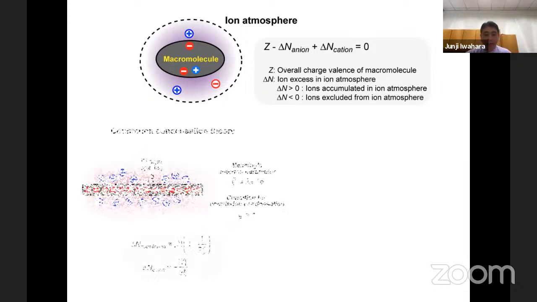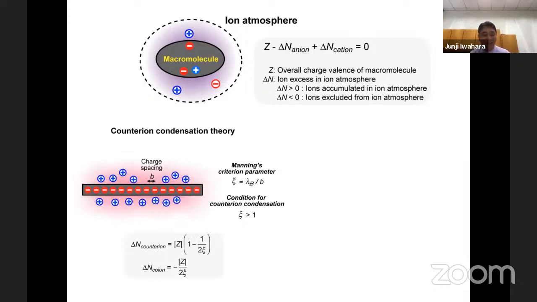For nucleic acid, for DNA particularly, counter-ion condensation theory is quite popular. This is quite a simple theory. And just from the parameter of charge spacing, you can predict the ion excess for counter ions and co-ions. But this theory is not applicable for globular systems like proteins. And also, this is not applicable for mixed charge systems like proteins.